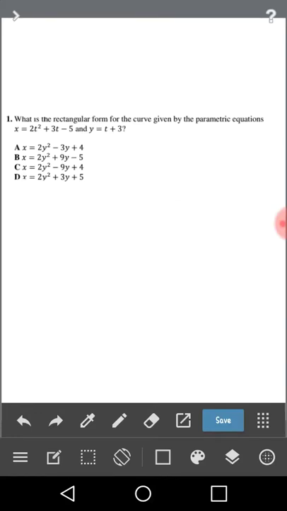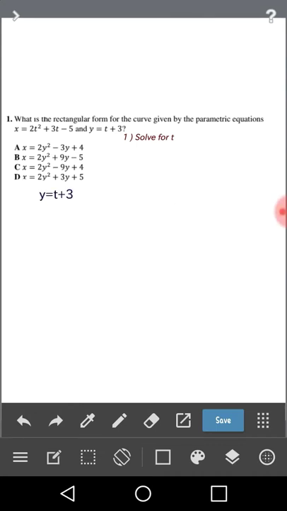Problem number 1. What is the rectangular form for the curve given by the parametric equations x equals 2t squared plus 3t minus 5 and y equals t plus 3? And that would be y equals t plus 3. You will want the t by itself.